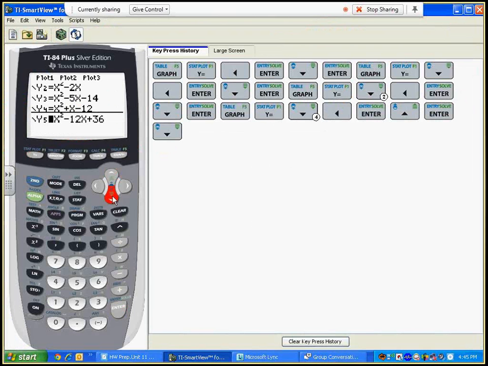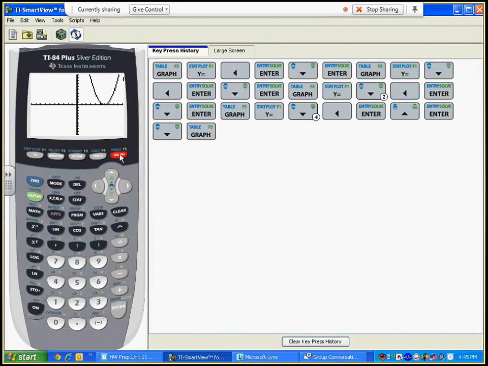Okay, let's see, x squared minus 12x plus 36. Let's go ahead and graph it. And this looks like one of those guys that goes and sits down right on top of the x-axis. And it looks like the solution should be 1, 2, 3, 4, 5, maybe 6. It's kind of hard to tell.